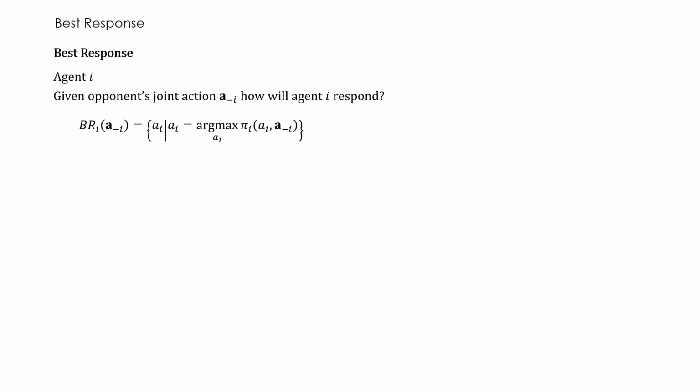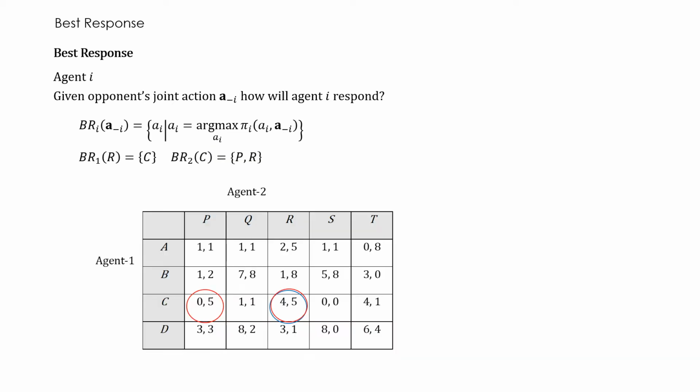Best response. The best response of agent i given the joint actions of the opponents is the set of all actions a i which give the highest payoffs for that agent. Here's an example. The best response of agent 1 when agent 2 is playing R is C.